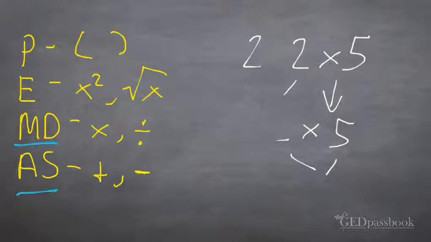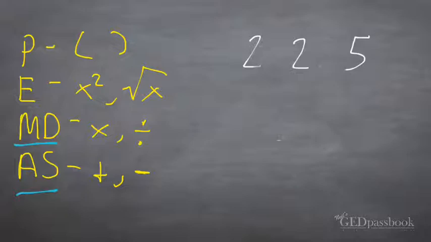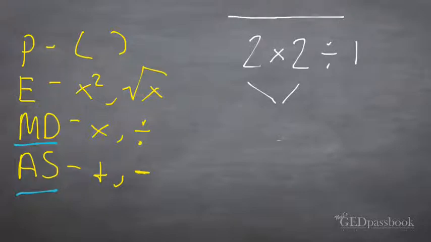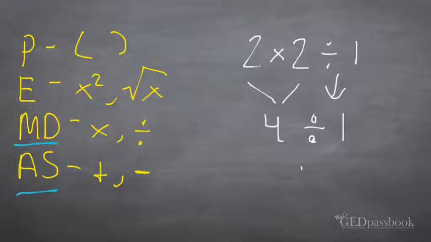If this was different, let's say it was something like 2 times 2 divided by 1, guess what? You do 2 times 2 first. You see that? Because it just happens to come first. You work from left to right. That's 4. Then you bring that down. What's 4 divided by 1?